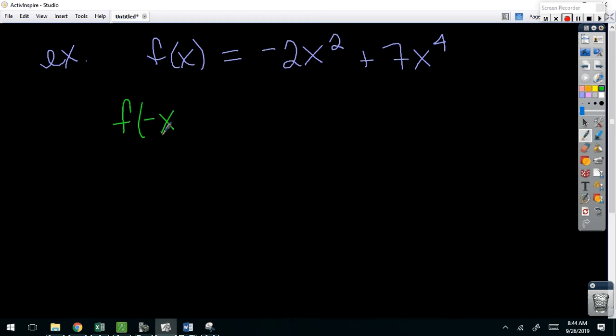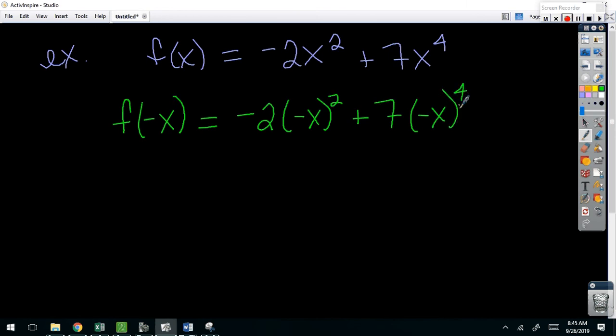Example. Let's say f of x equals negative 2x squared plus 7x to the fourth. And I was asked, is it even, odd, or neither? But I was asked to do it algebraically and not graphically. So to do it algebraically, I'm going to take f of x and I'm going to make x negative. So it becomes negative 2, negative x squared. You got to really watch order of operations here. Don't multiply negative 2 and 1 and say, oh, that makes it positive.